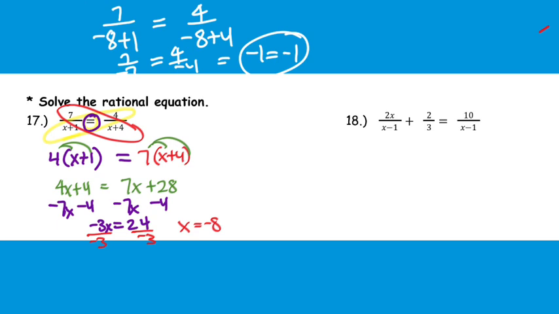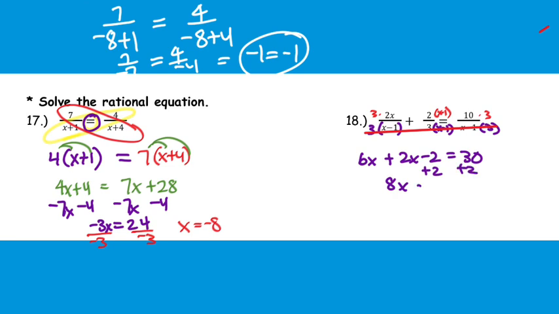Okay, number 18, though, is not an equivalent fraction. It's an addition on one side and it equals a fraction on the other, which means we have to get a common denominator. So we go ahead and get this common denominator and we find out what we need to multiply to the top. So the first value is missing a 3, the second is missing an x minus 1, and the third is missing a 3. Once we get a common denominator, we no longer need the denominator because this is an equation. We're solving for the x value on the top. So once we do that, we go ahead and combine our like terms and isolate our variable.